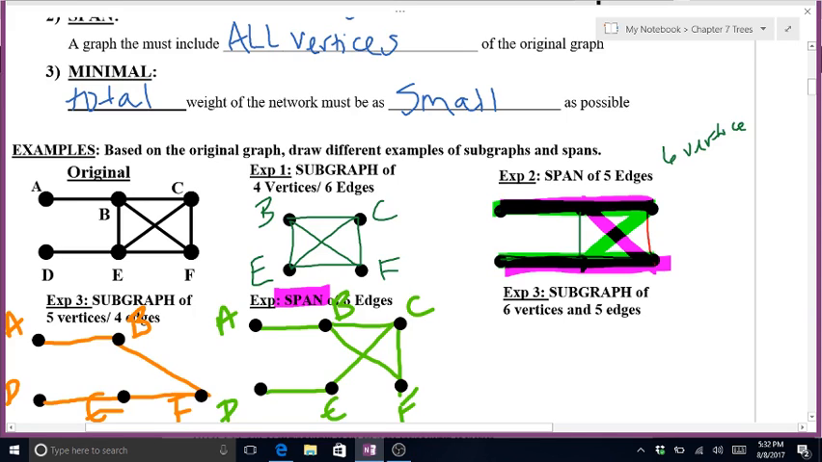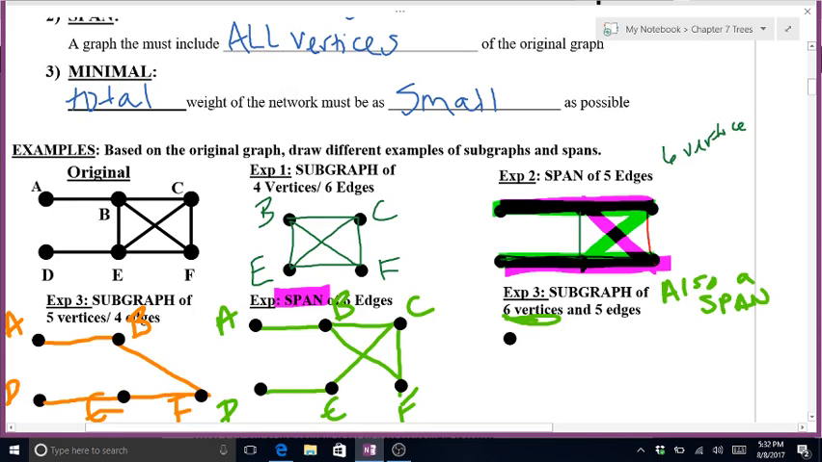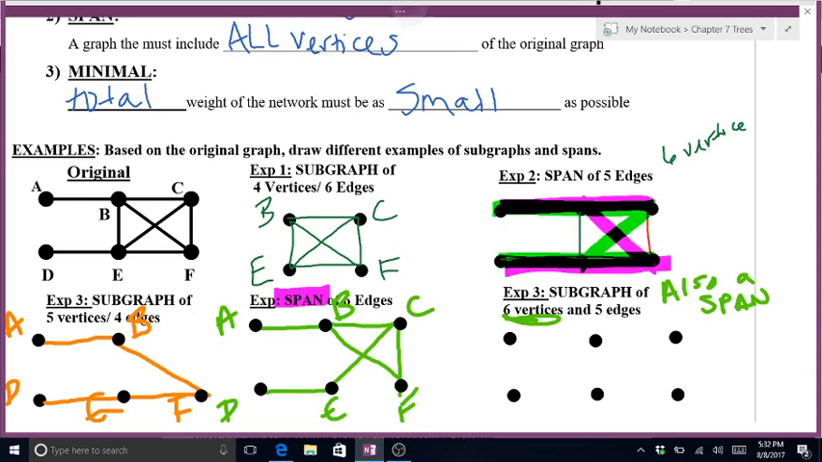Example 3, subgraph of 6 vertices and 5 edges. Notice though, 6 vertices. So this is also a span. Because it contains all 6 vertices, this is also going to be a span. 4, 5, 6. Okay, this time I only need 5 edges though.